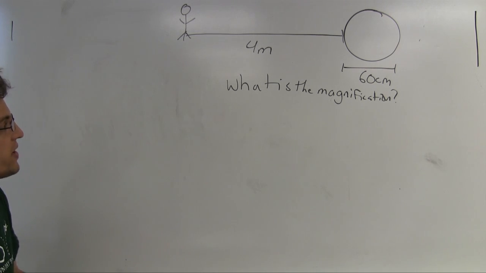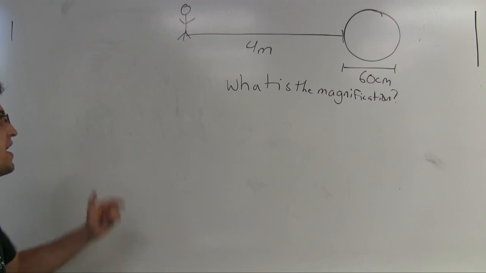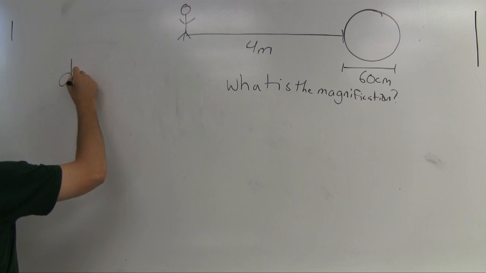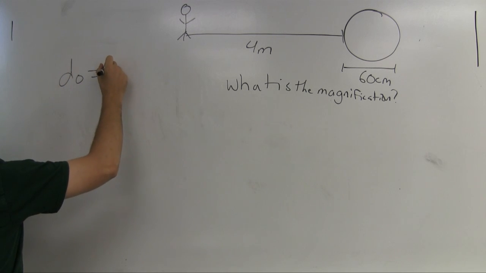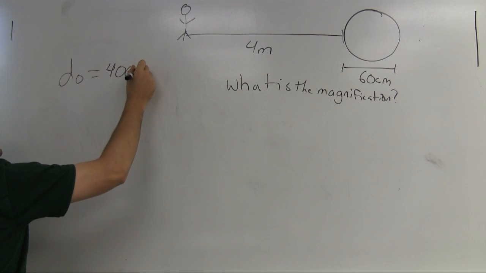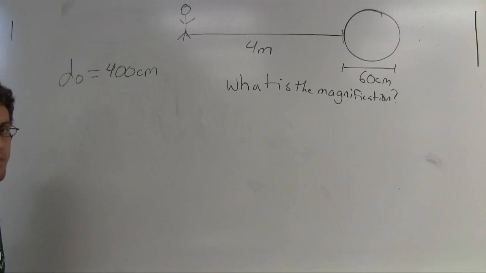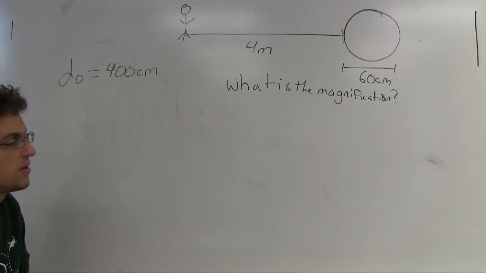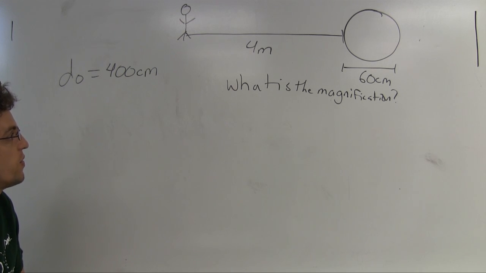So first up, we got to figure out what information we have. We have d_o equal to 4, and I'm going to make it 400 centimeters, because I'm going to want everything in centimeters for this, because one of the other ones is already in centimeters. Doesn't matter, you just got to have them all in the same unit. Now, we don't have the focal length.